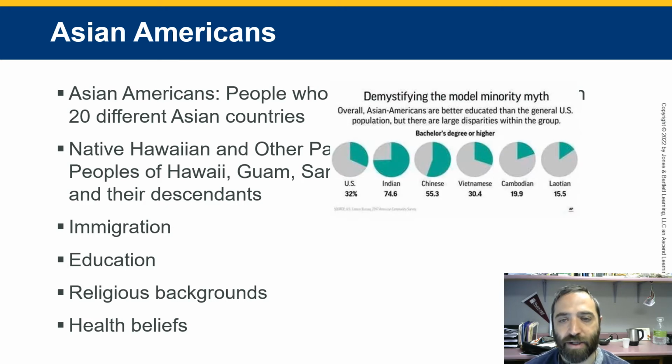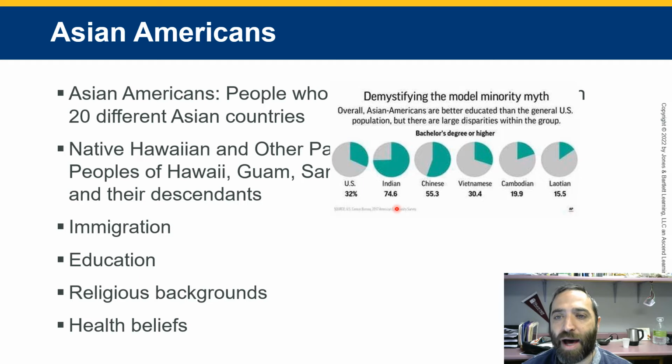I've got a slide here. Even though their educational attainment is higher, it's not that all of them have a bachelor's degree or are doctors. In fact, if you look at the different groups, some of them have a lot less than average. If you look at Laotians as compared to the average, which is 32%, 32% of the people in the United States have, I think it's a bachelor's degree or higher. Laotians, it's half that. If you look at Indians as a group, it's almost 3 times that have a bachelor's degree or higher.